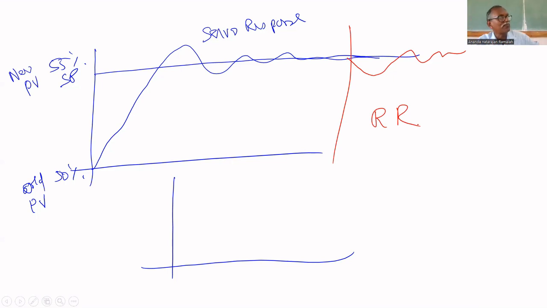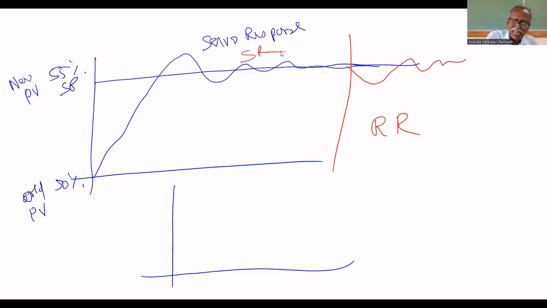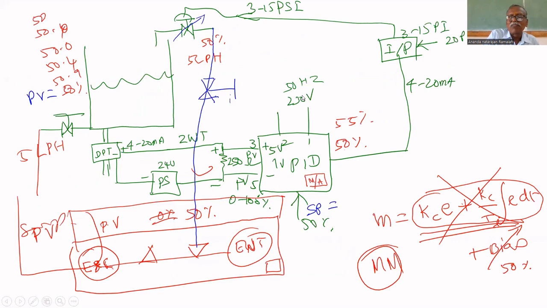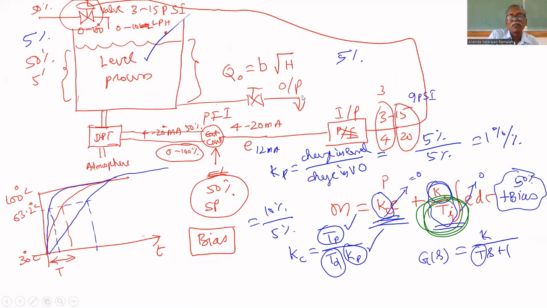This is the second part of the third part, regulatory response. This is servo response. That's all, the experiment is over. We'll quickly see in 5 minutes; I'll explain all these things. Review again, then we'll finish this class. It's 3:30, you are having some work.